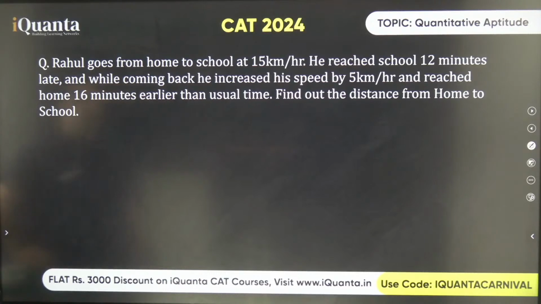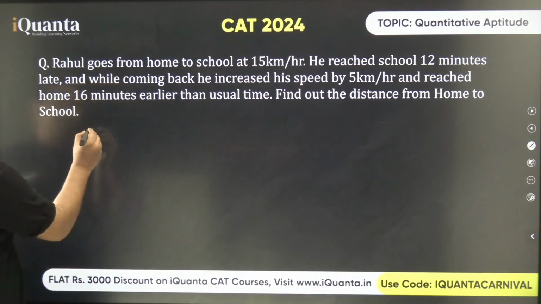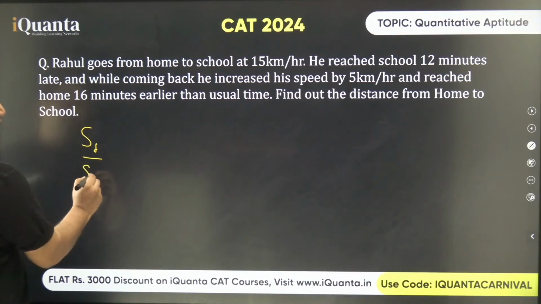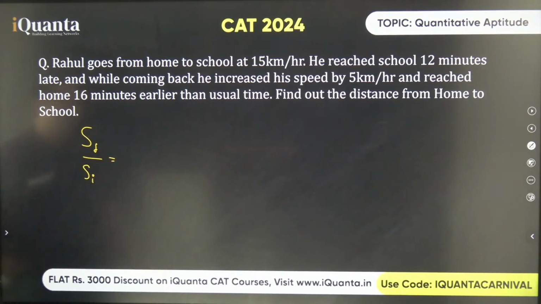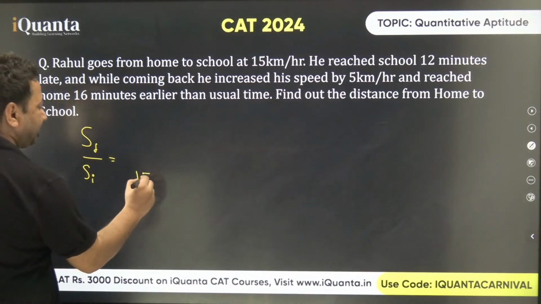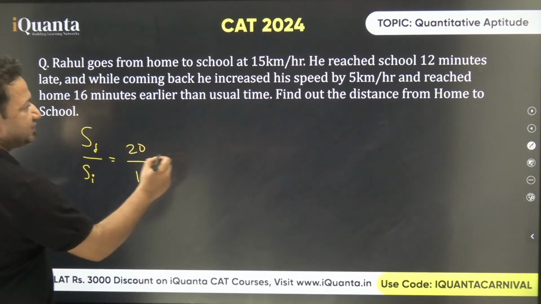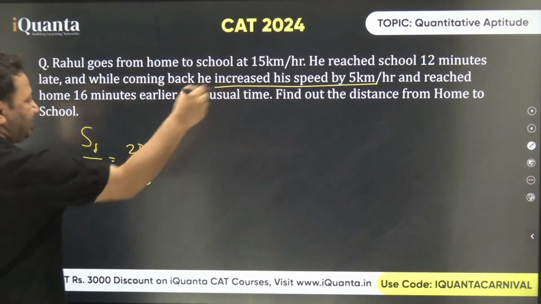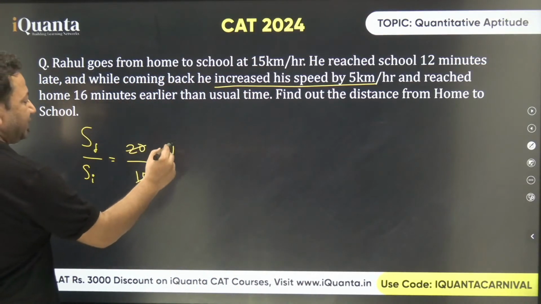So now, final speed upon initial speed. What is the ratio? Tell me in the comments. While going, it was 15 km per hour. While coming back, it was 20. He increased speed by 5 km per hour. 15 plus 5 is 20. The ratio is 4 by 3.